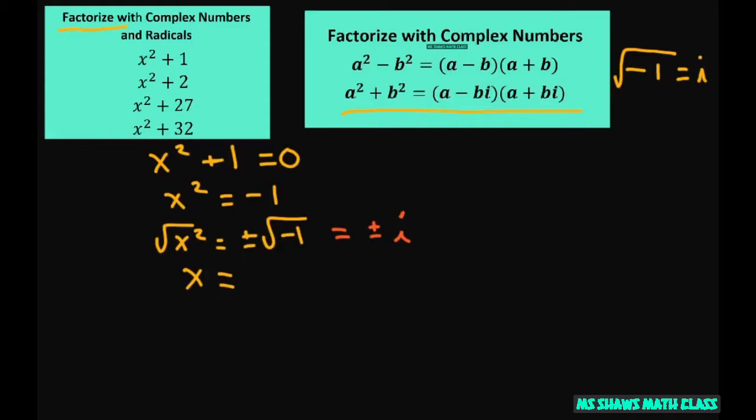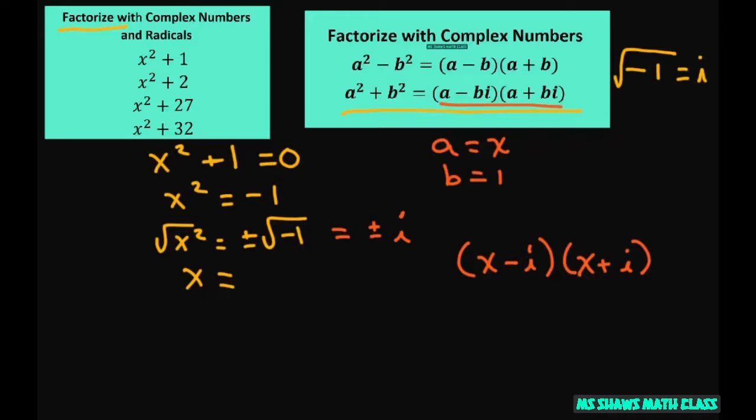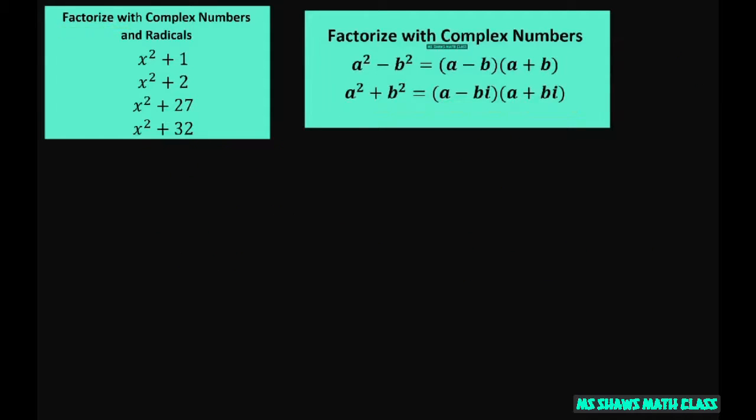Therefore, what we're going to do is just write this as x minus i, x plus i. And that's your factored form. If you set it to 0, you would get your plus and minus i. If we use the formula, we would just use A equals x and B equals 1 and fill out the formula. So let's do the others.